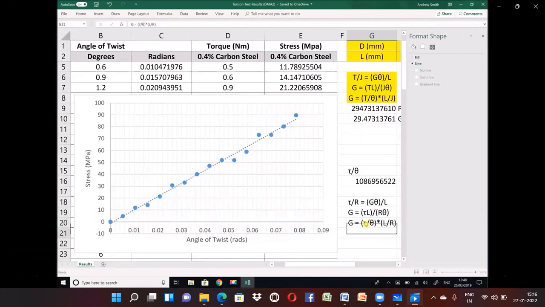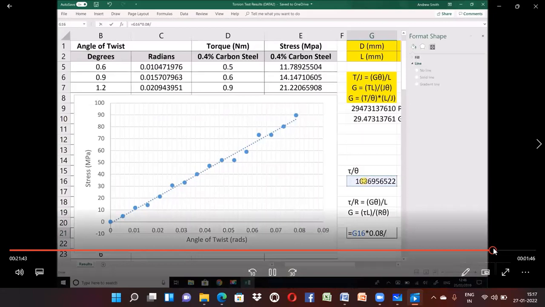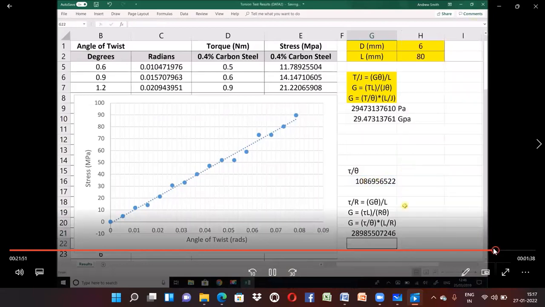Like so. So we have a value for tau over theta based off the gradient of our graph, and we have values for L and r in meters. So we can do equals tau over theta times, well, our length was 80 millimeters or 0.08 meters. And our radius is 3 millimeters or 0.003 meters. And once again, we get a value in pascals from that formula.